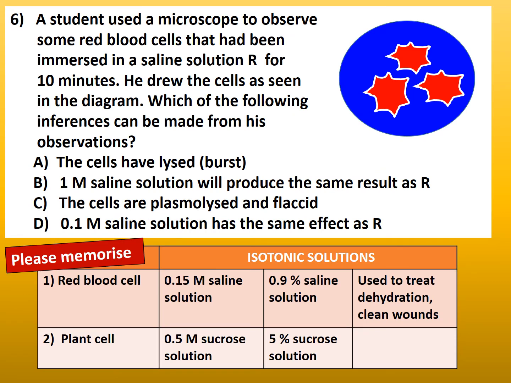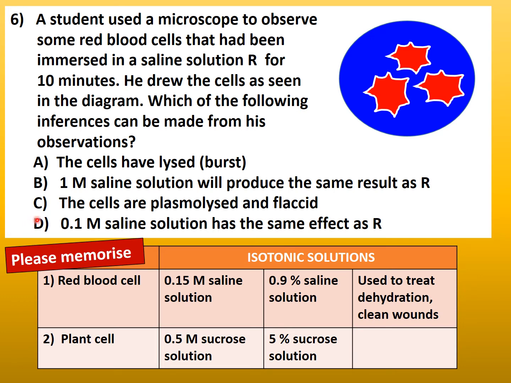Let us go on to question number 6. A student used a microscope to observe some red blood cells that had been immersed in a saline solution R for 10 minutes. He drew the cells as seen in the diagram. Which of the following inferences can be made from his observations? A. The cells have lysed or burst. B. 1 M saline solution will produce the same result as R. C. The cells are plasmolysed and flaccid. D. 0.1 M saline solution has the same effect as R. Think a while, a moment to try to get the answer yourself.